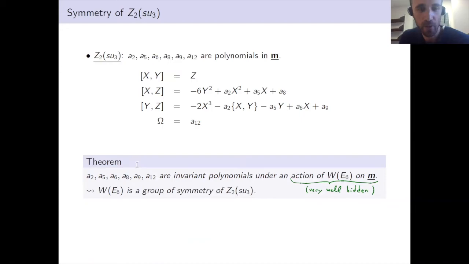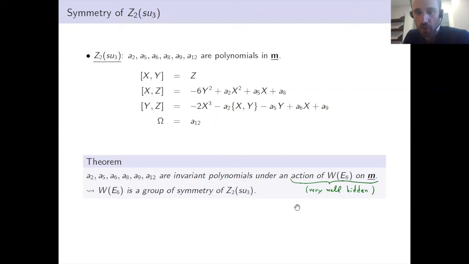Our main result, one of our main results, the one I like the most actually, is the following. There is a certain action of this Weyl group of E6 on our parameter set. This is very well hidden. I mean, we really had to look for it to find it. There is no clear explanation why this Weyl group should act on this parameter set, but it does. And the polynomials we have, the parameters here, are exactly, to our surprise, invariant polynomials under this action of the Weyl group of E6.